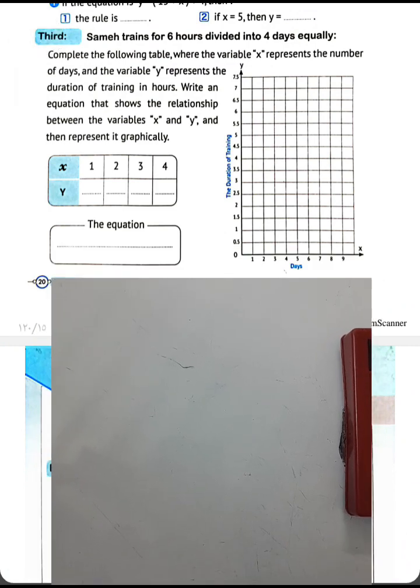Third question. We want to draw this relation. Sameh trains for 6 hours divided into 4 days equally. We want to find the relation. Again, Sameh trains 6 hours divided into 4 days. So you can find 6 divided by 4 will be 1.5.